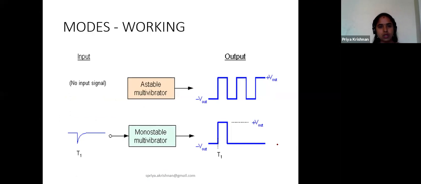So we move to the different modes of using a timer. Yes, we have two famous modes present in timer. One is Astable Multivibrator and then Monostable Multivibrator. The very good example for Monostable Multivibrator is what I discussed at the very beginning of my class. It is our biological timer.